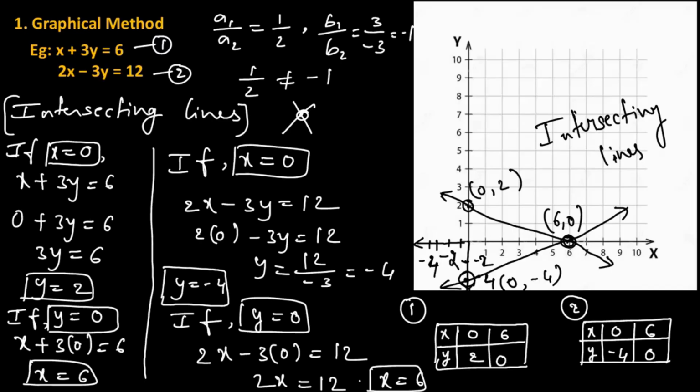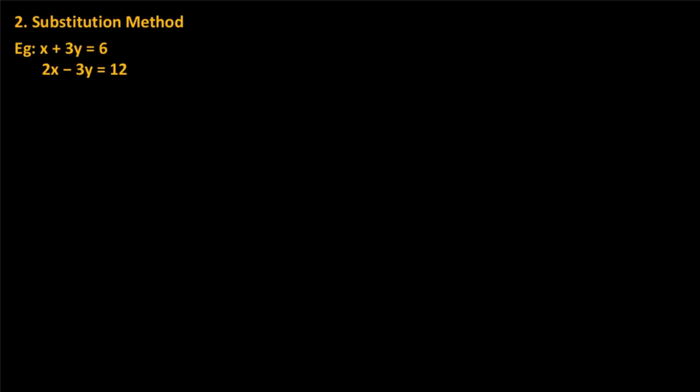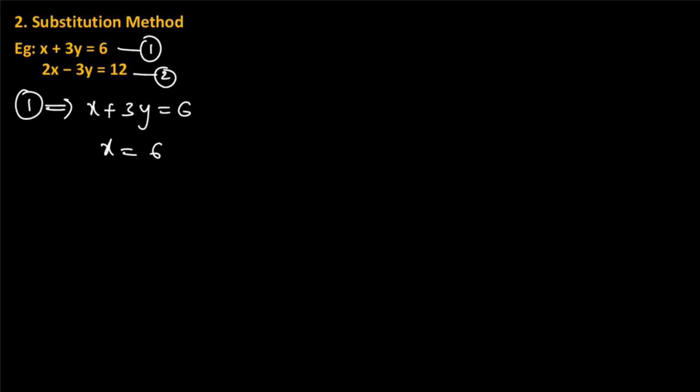Let us do the second method on the same example. So our next method is the substitution method. Let us take the same example and solve, this as our first equation and this as our second equation. Let us take the first equation, x plus 3y is equal to 6. We have to take either the x or y value. Let us take the x value first. X is equal to 6 minus 3y. This is our third equation.